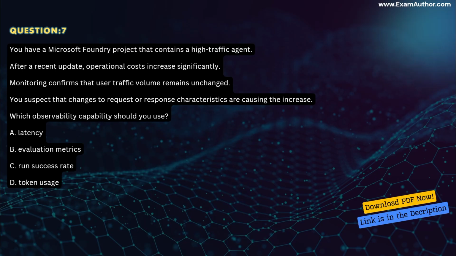Question 7. You have a Microsoft Foundry project that contains a high-traffic agent. After a recent update, operational costs increased significantly. Monitoring confirms that user traffic volume remains unchanged. You suspect that changes to request or response characteristics are causing the increase. Which observability capability should you use? A. Latency. B. Evaluation metrics. C. Run success rate. D.